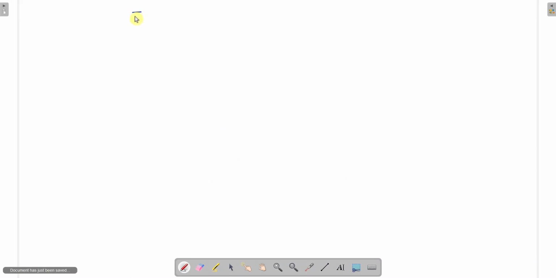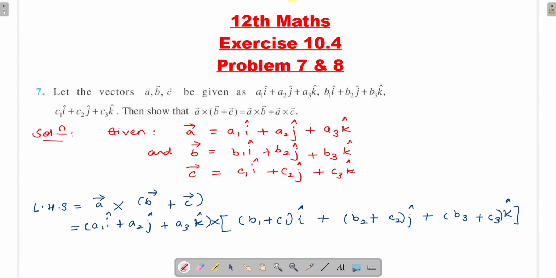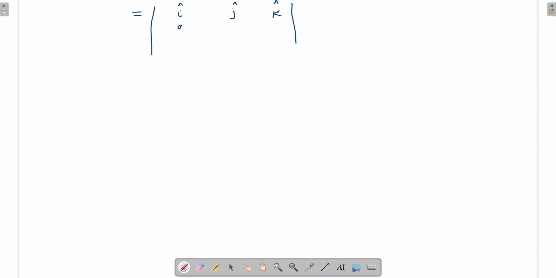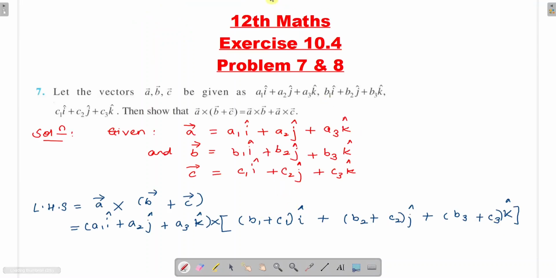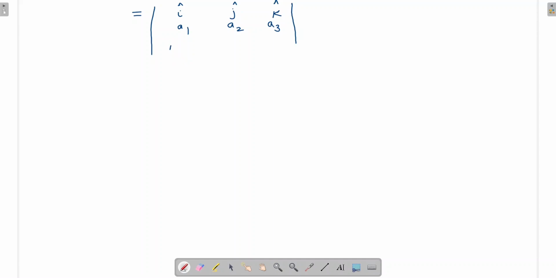So this will be equal to the determinant: i cap j cap k cap, then coefficients of this vector a1 a2 a3, and coefficients of this vector, so b1 plus c1, then b2 plus c2, b3 plus c3.